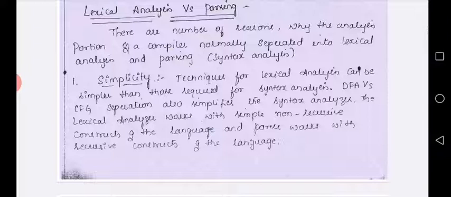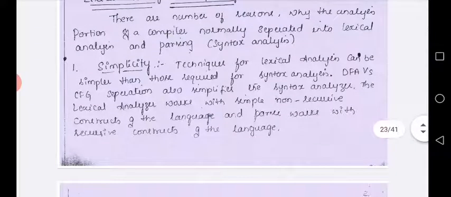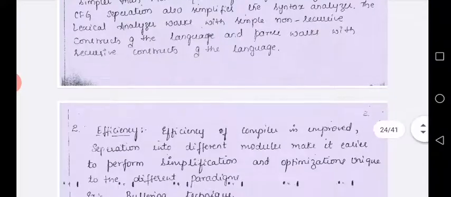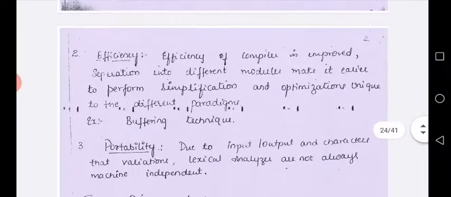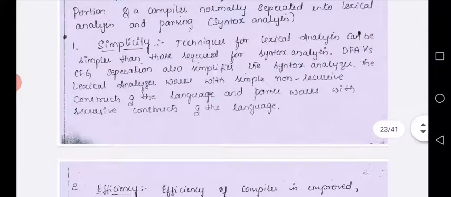Parsing is nothing but syntax analysis. Now we'll see why we need to separate the lexical analysis part and the syntax analysis part. There are many reasons for separating these two, but out of those we are listing only three: simplicity, efficiency, and portability. First, simplicity.